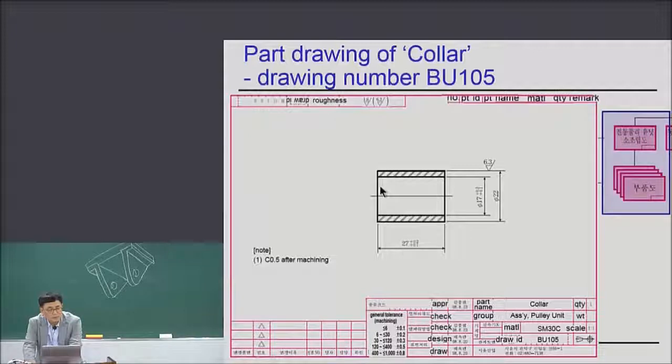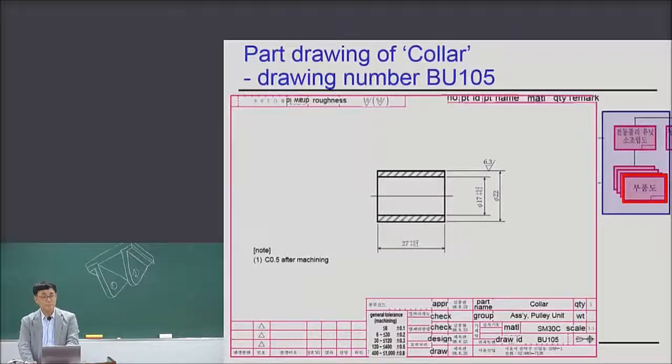And this is the part drawing of the collar. So it's also a one view drawing. Very nice drawing. This is interesting. Only 6.3 is designated, and the other surfaces should be machined to 1.6, a smoother surface compared to the surface of 6.3. Note C 0.5 after machining. Very important note. So all machined sharp edges must be smoothed.